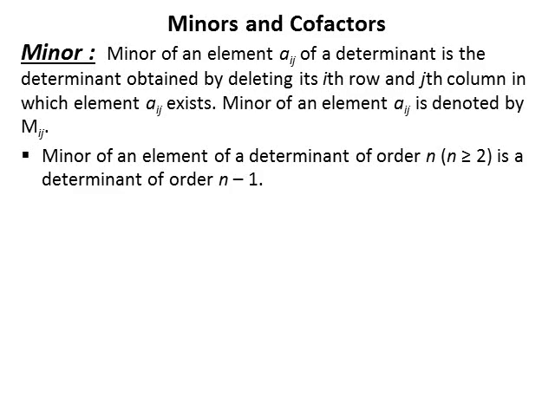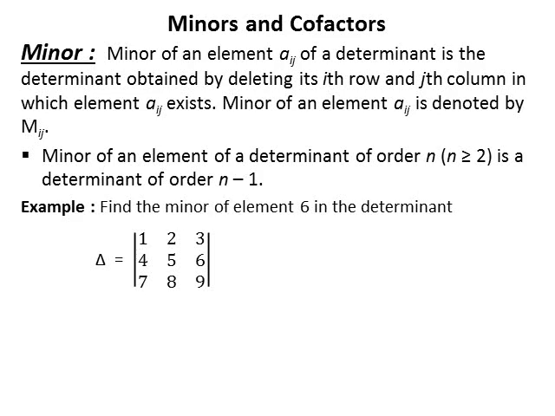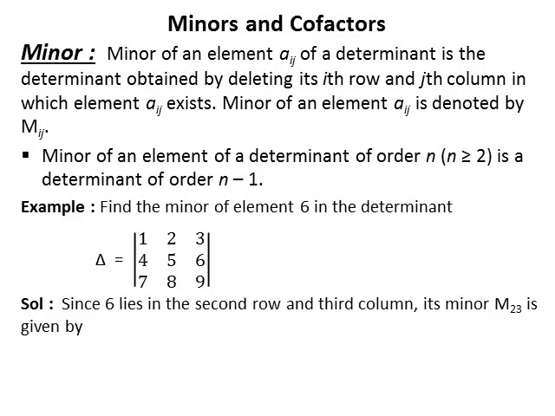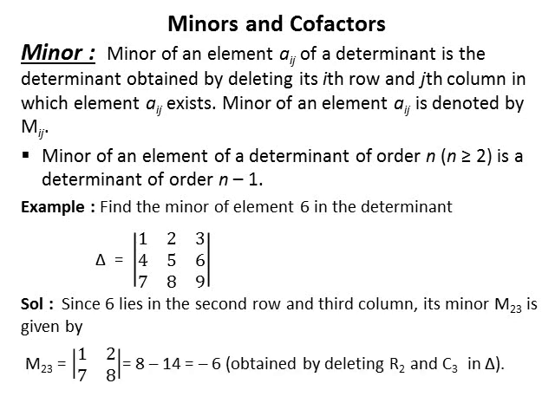Let's discuss one example. In this question, we have to find minor of element 6 in the given determinant. Students, you can see element 6 lies in second row and third column. So A23 equals 6 and its minor is denoted by M23. To find M23, we delete R2 and C3 in which A23 exists. Write the remaining elements in a second order determinant as shown here. Now calculate the value of the second order determinant, that is minus 6. So M23 is equal to minus 6.